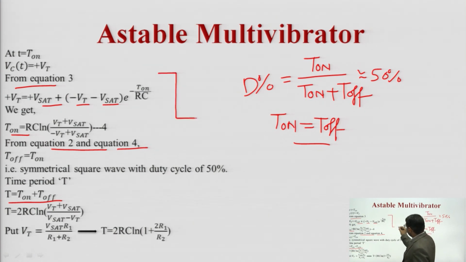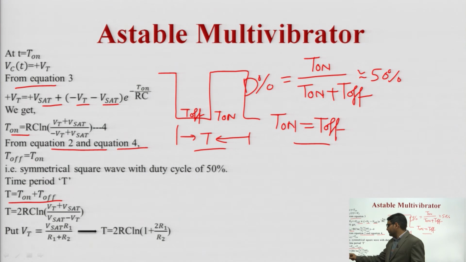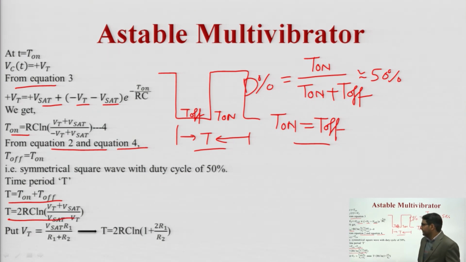The total time period is equal to T on plus T off. This is the square wave, and this will be the time period T. Here the low level, minus Vset, is considered as off time, and the high level, plus Vset, is considered as on time. The sum of these two, on and off time, is defined as the time period of the square wave. So T equals 2 Rc ln of (Vt plus Vset) divided by (Vset minus Vt).